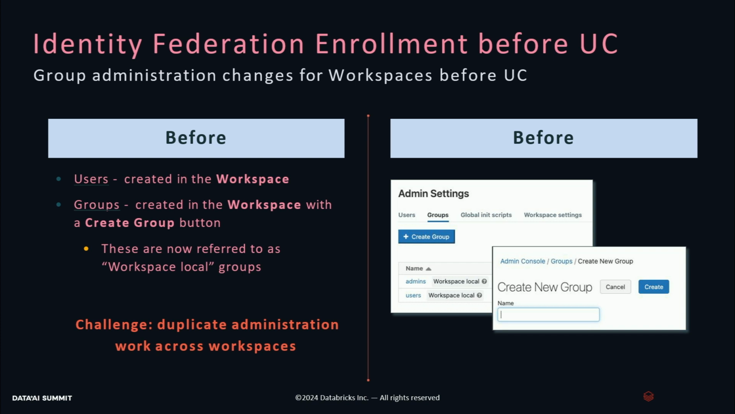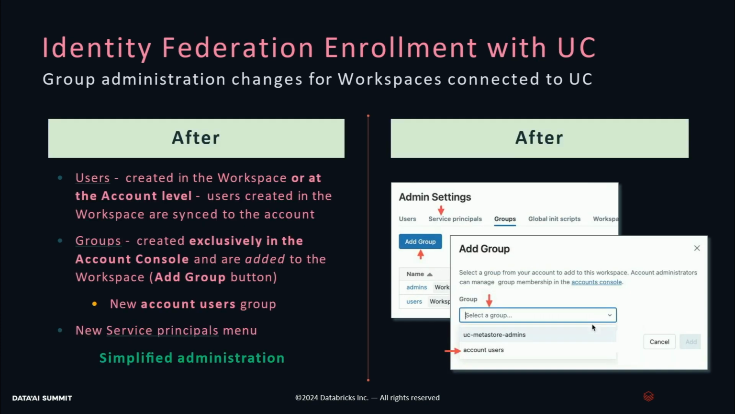So if a user needs access to multiple workspaces, as I said before, we'll have to individually go to the workspace and then provide access to the particular user. Now with identity federation, a concept of service principal was introduced, and also users and groups, they all moved from individual workspace level to the central account level. This means we manage all of these hundreds of users on these hundreds of workspaces from one place, which is the Unity Catalog account level.